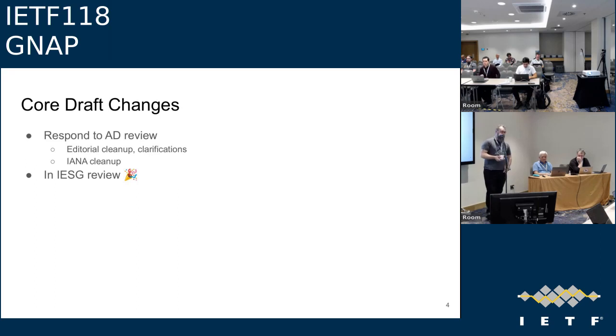The core draft changes, we got a fantastic AD review. It was very thorough. Picked up a lot of stuff that was either ambiguous or unclear. And so anything that kind of looked like a normative change, a change to normative language, was actually capturing the intent of the text that just wasn't spelled out there. So I functionally considered it no normative changes in that. This was all posted out to the list with explanations in GitHub for all of these things.